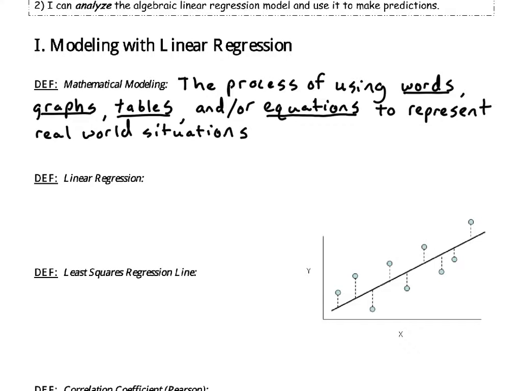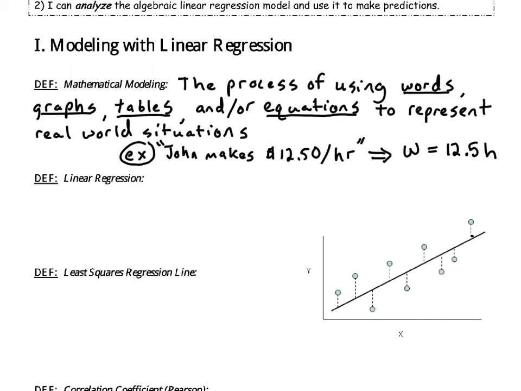Our first definition is mathematical modeling. You've been doing a lot of this throughout your high school math careers as well as in this class, and it is defined to be the process of using any one of words, graphs, tables, or equations to represent real-world situations. So anytime you're given a quote-unquote word problem that asks you to solve it, you are using mathematical modeling on some level. This is, again, trying to relate the real world to the mathematics.